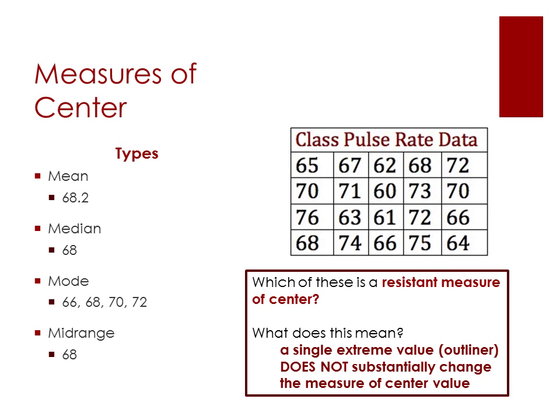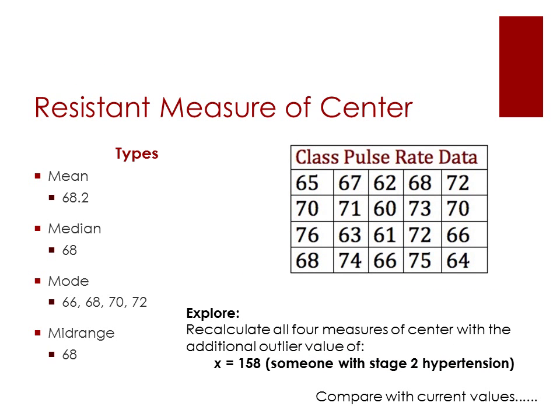All right, a resistant measure of center means that a single extreme value, such as an outlier, does not substantially change the measure of the center value. All of these are measures of center. Some of them, however, are more resistant to being pulled out of shape by a single outlier than others. So we need to look at this, and we're going to explore it by adding in one more data value.